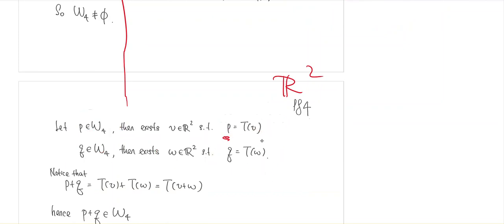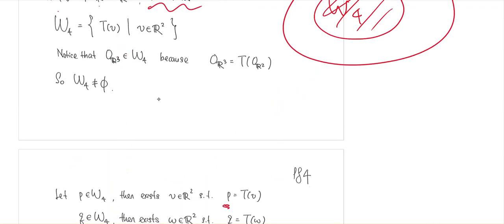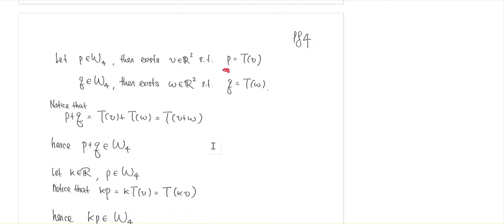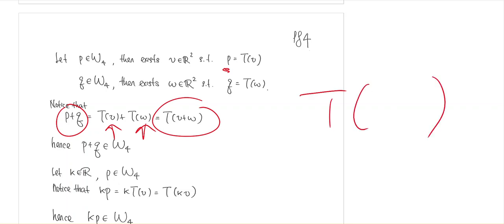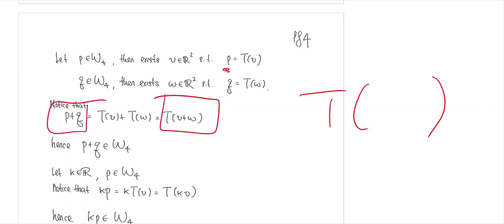As you can see, we are collecting things that look like this. If you add up P plus Q, it's T of V plus T of W, but because T is linear, you can write it like that. Since we are collecting things that look like this, your P plus Q looks like this. It is really T of something, so your P plus Q is in W4. Simple as that.